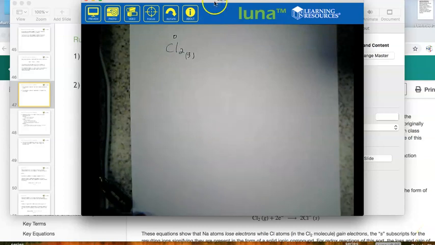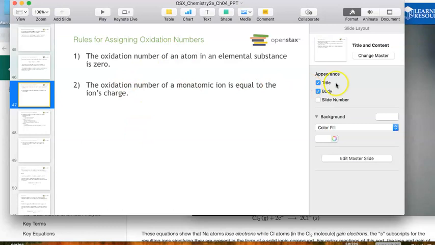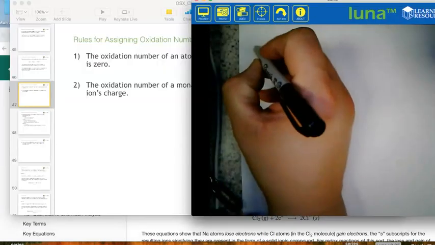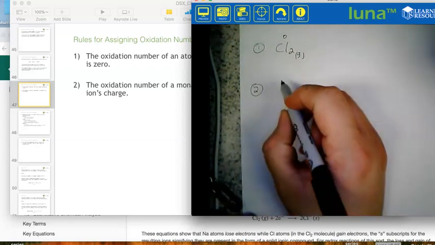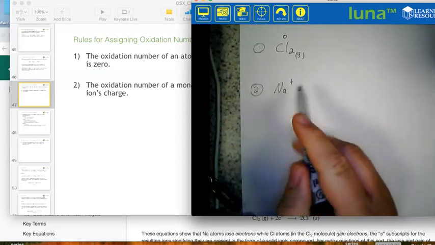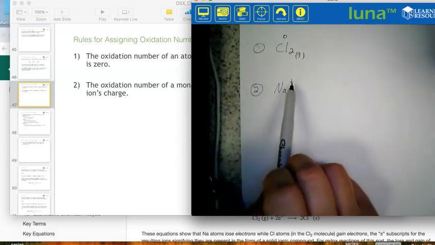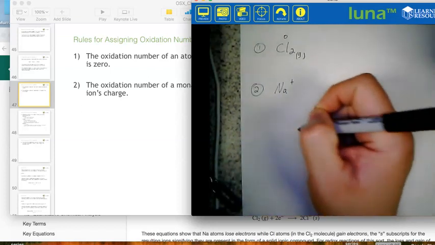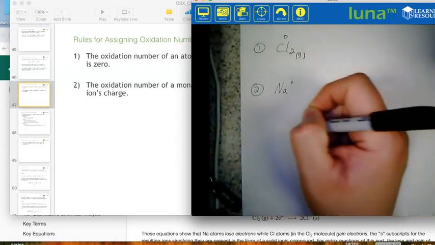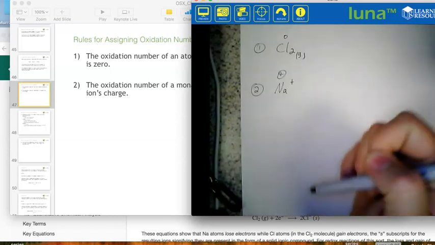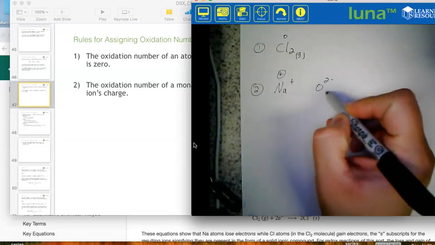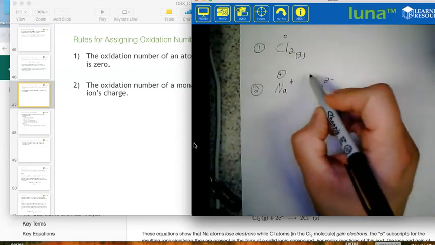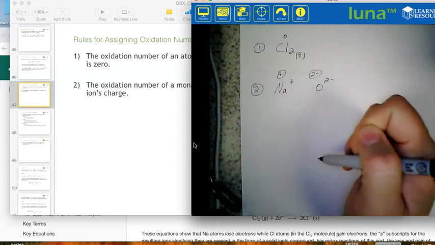Then the second rule says the oxidation number of a monatomic ion is equal to the ion's charge. Monatomic means one atom. For example, if I have Na+, a monatomic ion, it has one atom and a charge, so its oxidation number would be the charge of the ion itself, which is +1. If I have O2-, it's a monatomic ion, so its oxidation number is -2.